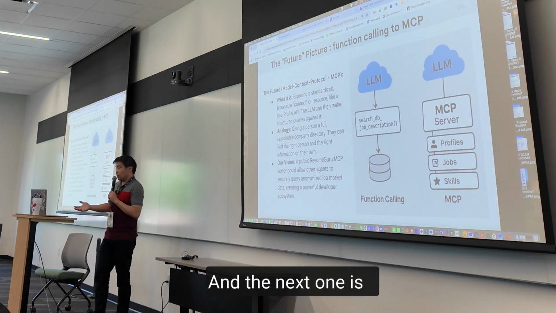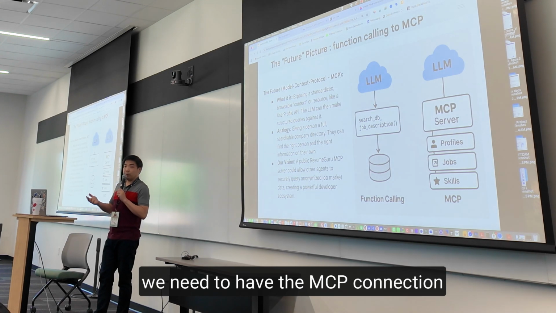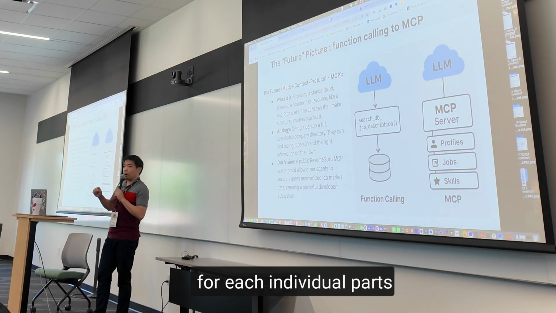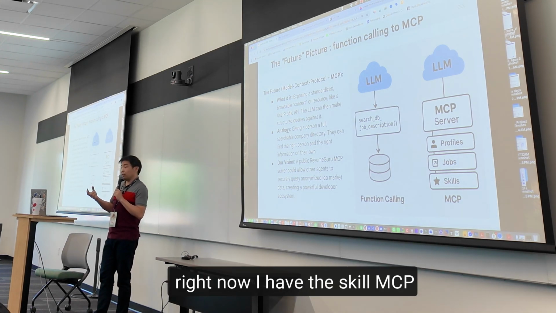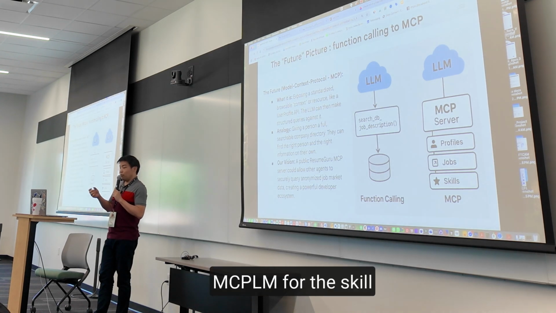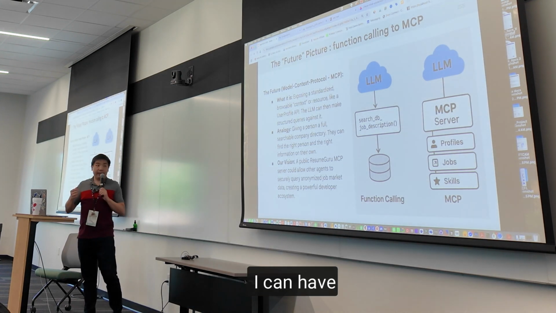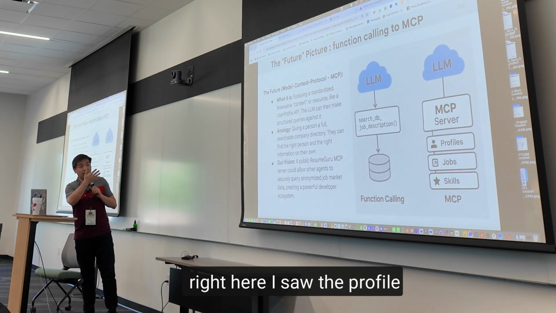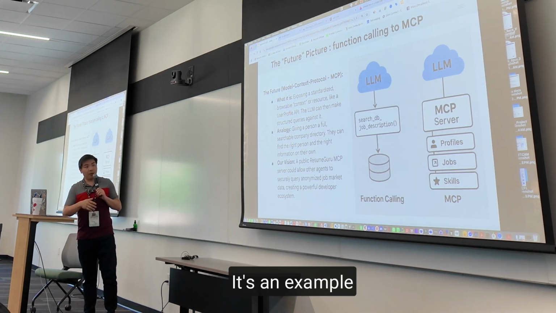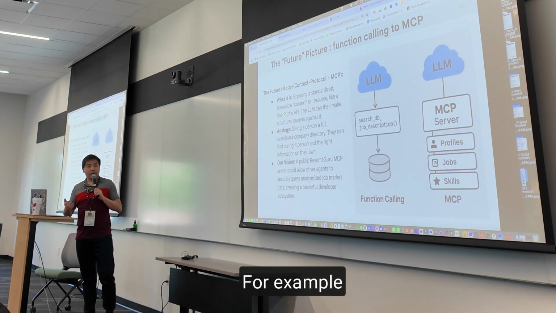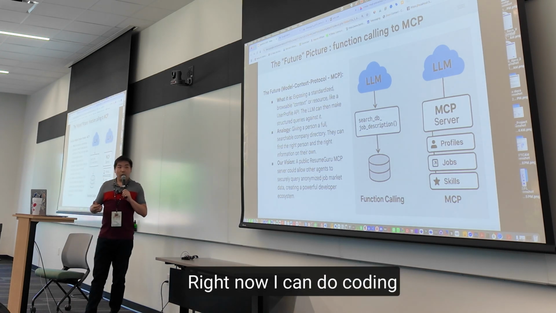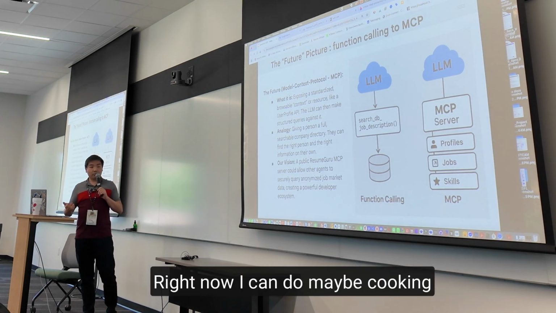And the next one is that we need to have the MCP connection for each individual part. For example, right now I have the skill MCP LLM. For the skill, I can have, right here I saw the profile, it's an example. I'll just say another example. For example, it's a skill. Right now I can do coding.